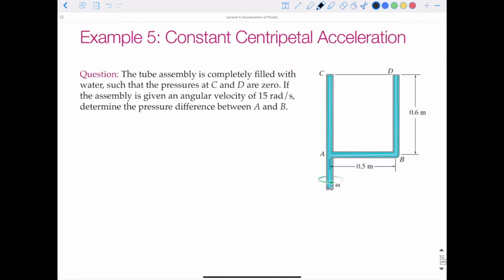Let's look at another case. So in this example, we have a tube assembly. It's completely filled with water such that the pressures at C and D are 0. So notice that it is sealed. If the assembly is given an angular velocity of 15 radians per second, determine the pressure difference between A and B. So these are sealed. And the initial pressure at those points C and D are 0.